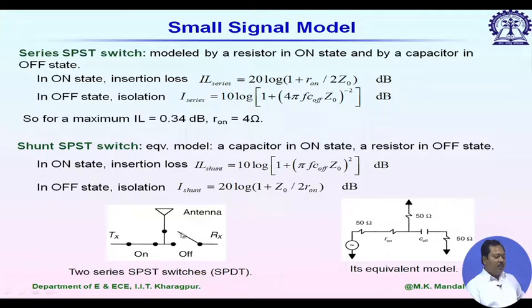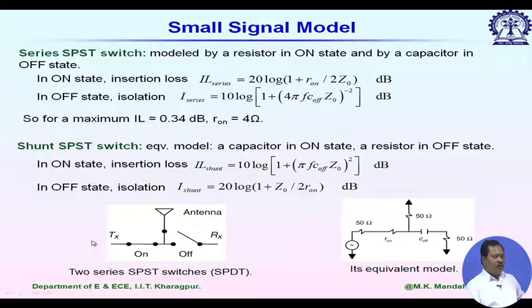So, depending on the switching condition, we can direct signal from transmitter to antenna or antenna to receiver, and this right hand side shows the simplified equivalent model. We are representing the on condition by R on and the off condition by C off, on the transmitter side.